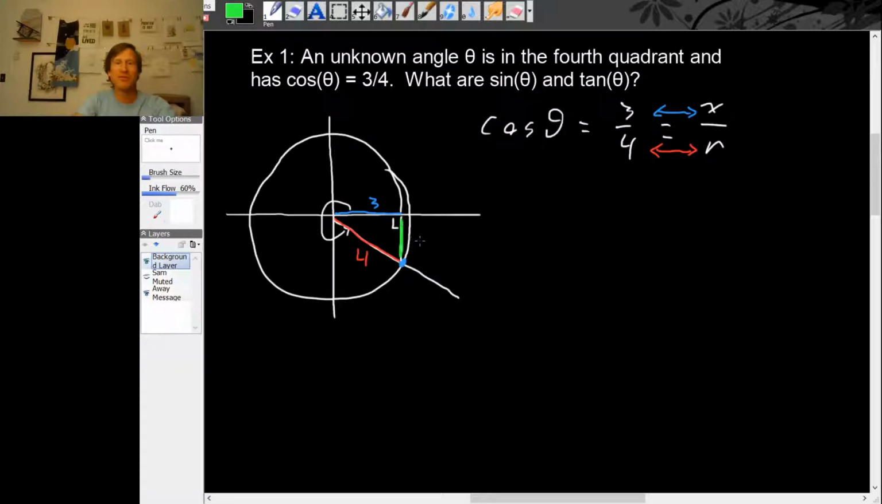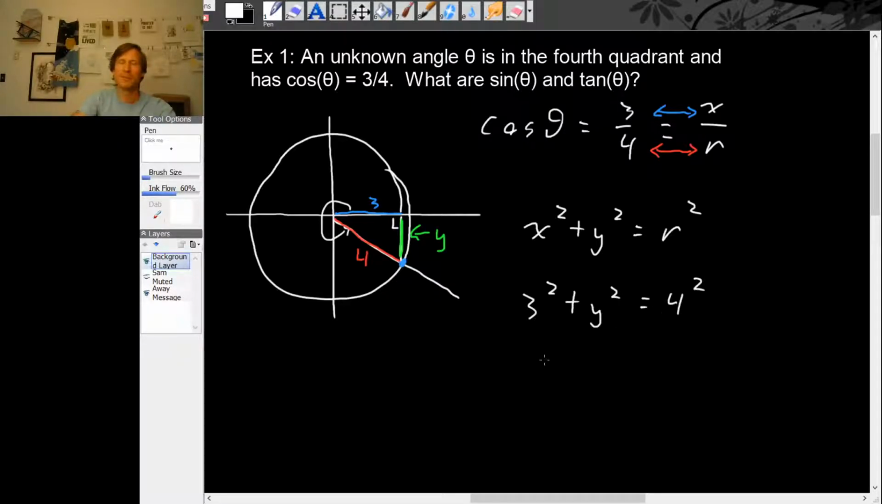we can find the third side using the Pythagorean theorem. That third side is going to be y. So the Pythagorean theorem says x squared plus y squared equals r squared. We know x, it's 3. We don't know y yet. We know the radius, that's 4. So we get 9 plus y squared equals 16. And so y squared is 7. And so y is, well, it's plus or minus the square root of 7.